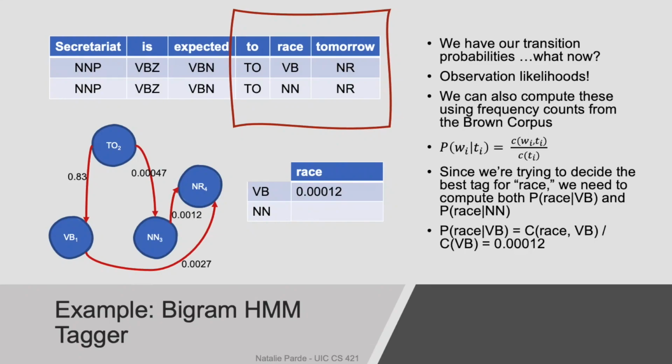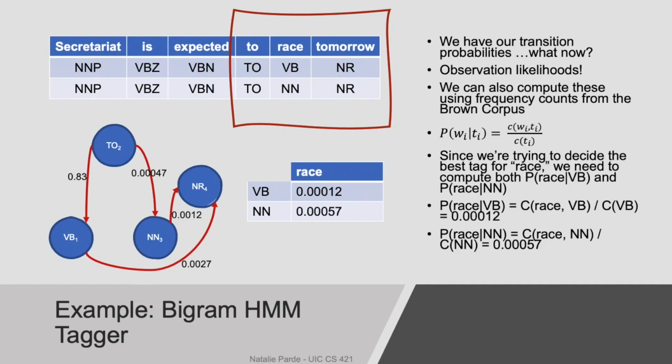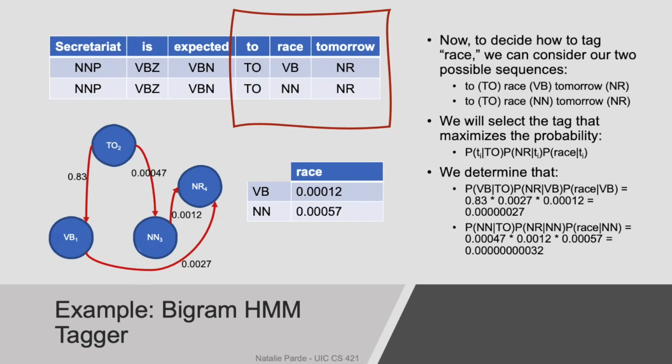So we find that the observation likelihood for the word race being observed given that the tag is verb is 0.00012. The probability of race being observed given that the tag is a noun is a bit higher, 0.00057. Now we can finally put everything together. We need to find the tag that maximizes the probability you see here. So we're multiplying the probability of the tag being either verb or noun, given that the previous tag was to, times the probability of the tag being adverbial noun, given that the previous tag was either verb or noun, times the probability of the word race, given that the tag was either verb or noun.